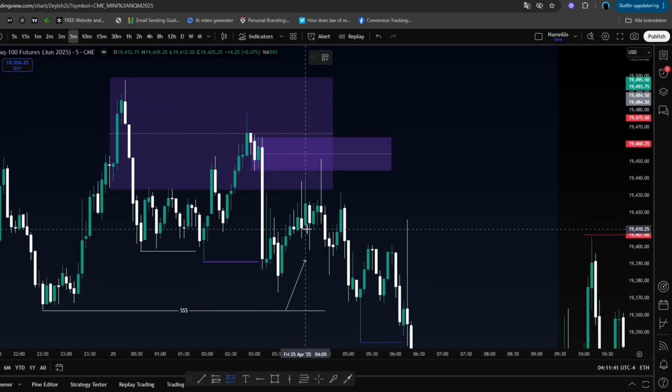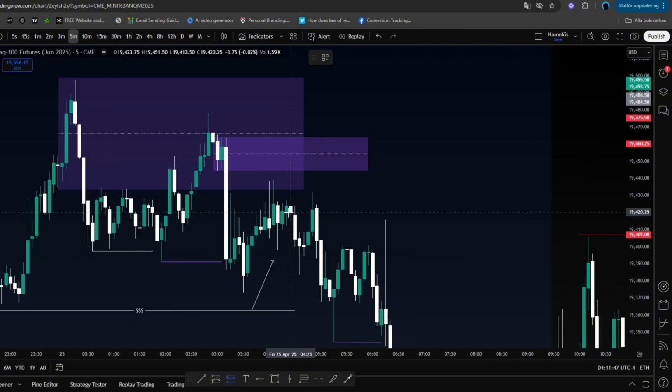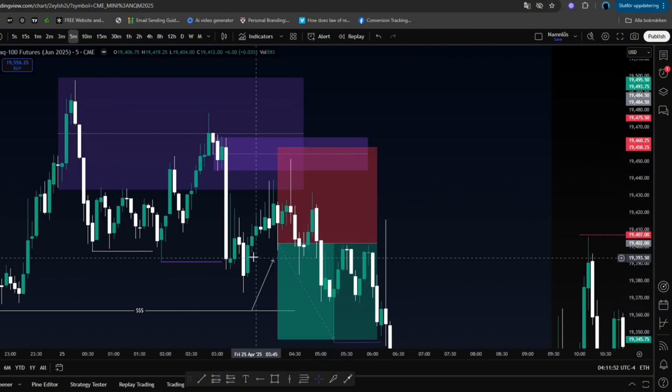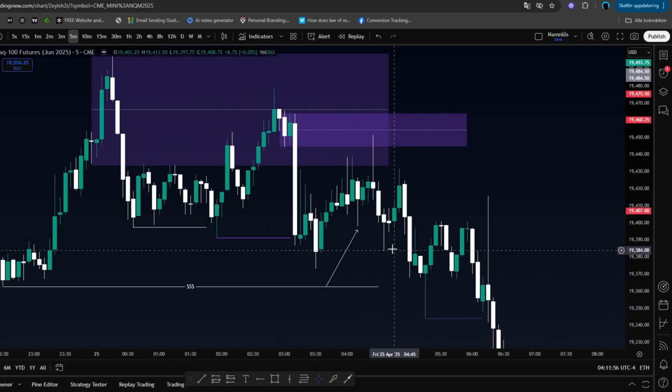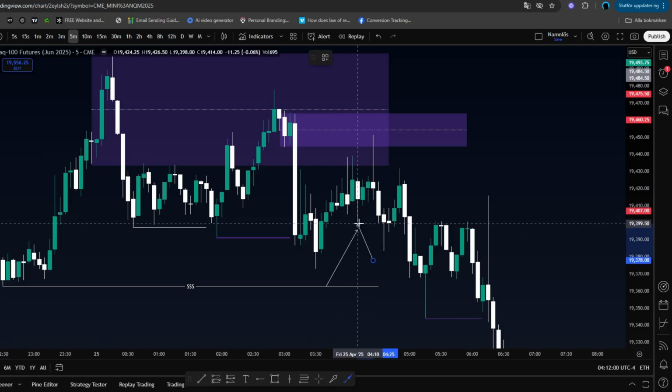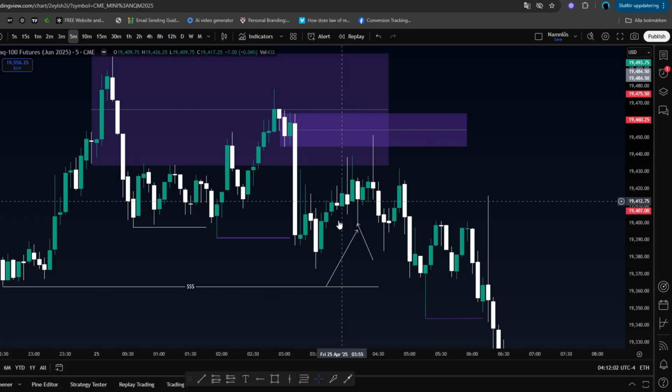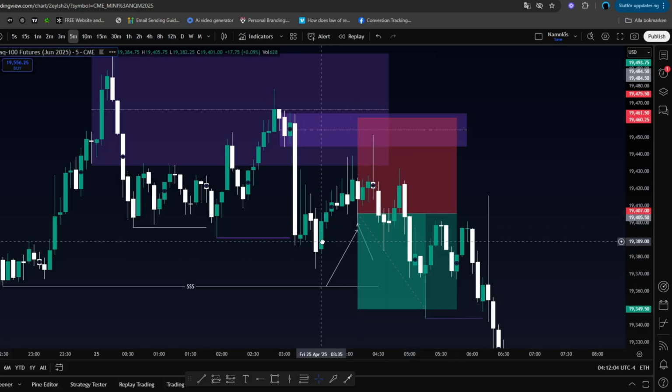Now, what do we want to see before that? We want to make sure retail are out, okay? So what do we get? We get beautiful, beautiful inducement. See this move down right here. I've already drawn an arrow to it, right? So that fake out, this specific candlestick. On this one, retail goes short.